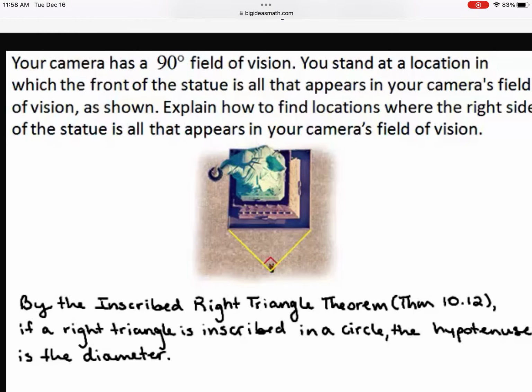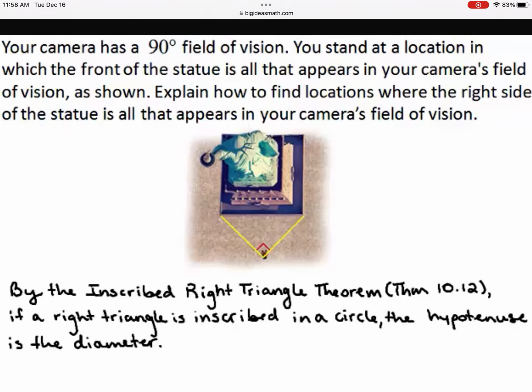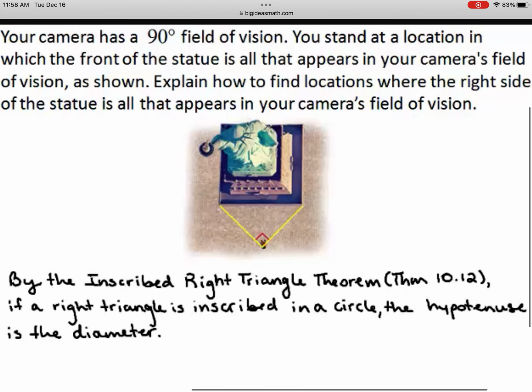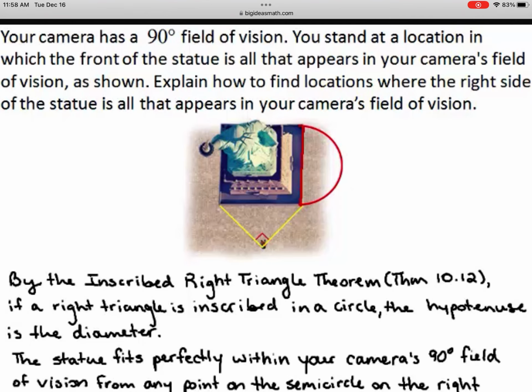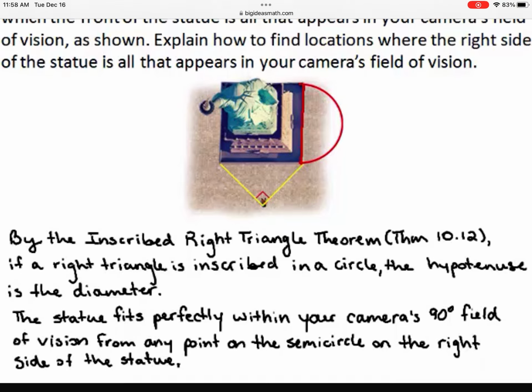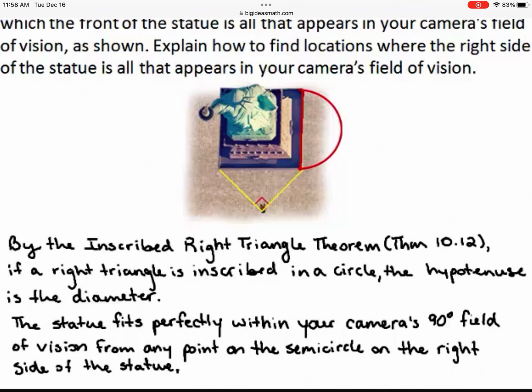By the inscribed right triangle theorem, if a right triangle is inscribed in a circle, the hypotenuse is the diameter. So draw the circle that has the right side as the diameter. So the diameter that you drew is also the hypotenuse of any right triangle that is inscribed in this circle. So the statue fits perfectly within your camera's 90-degree field of vision from any point on the semicircle on the right side of the statue.